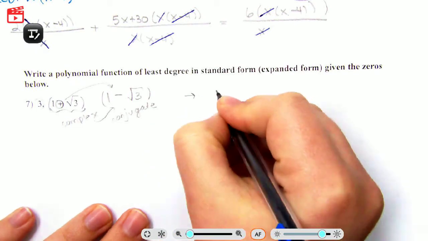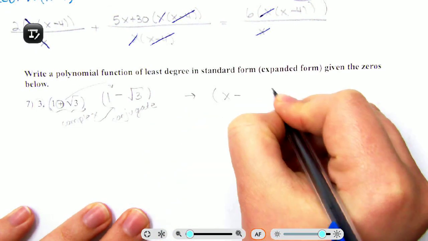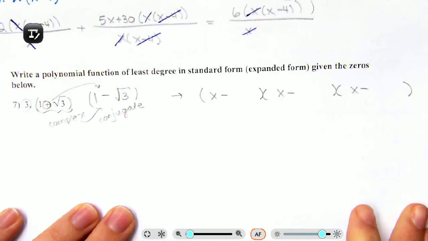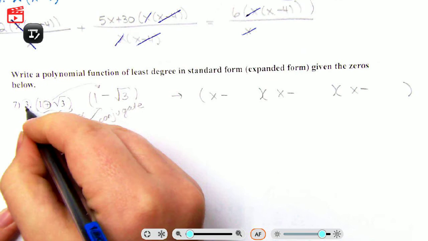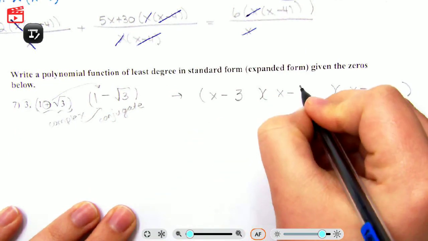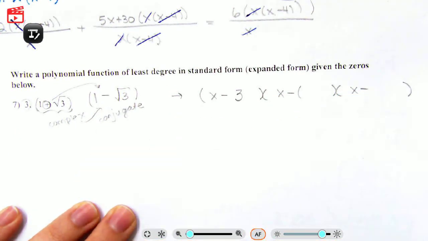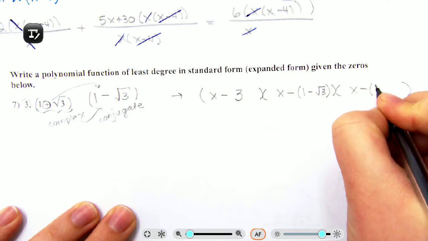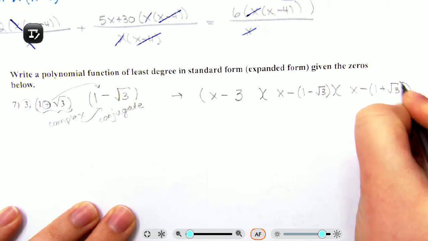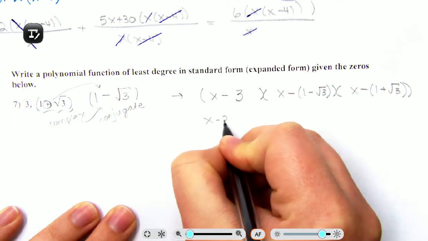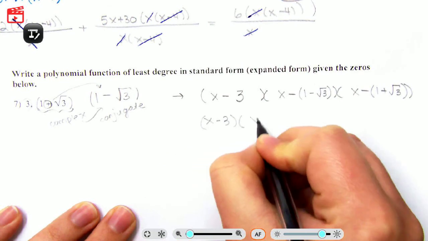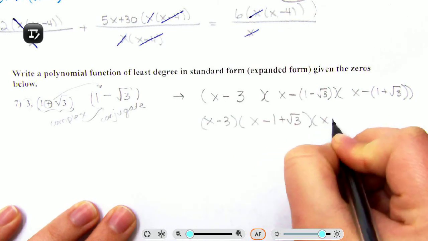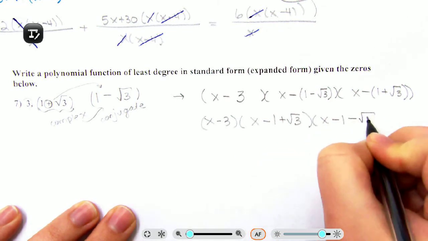So when you're writing this out, you're always going to start with x minus, x minus, x minus. I'm writing this out and I'm leaving some room because I'm just going to plug in the number that I have here. And whenever you're dealing with a complex root like this, always put it in parentheses and then distribute that negative. So what I have is x minus 3, x minus 1 plus root 3, and x minus 1 minus root 3.